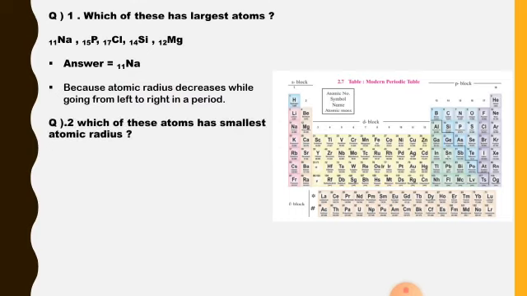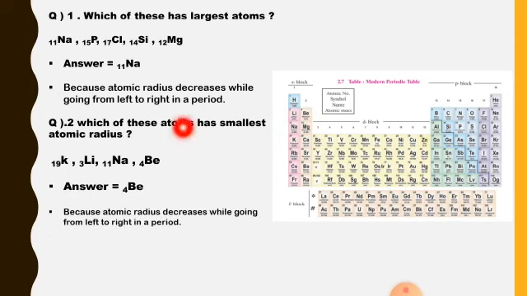Then the second question is, which of these atoms has the smallest atomic radius? Okay, so these elements belong to what? K is here, Li is here, Na is here, that means group 1. But beryllium, that is Be, is in period 2. It is not in group 1, it is in period 2. So the answer is what? Be, because the atomic radius decreases while going from left to right.